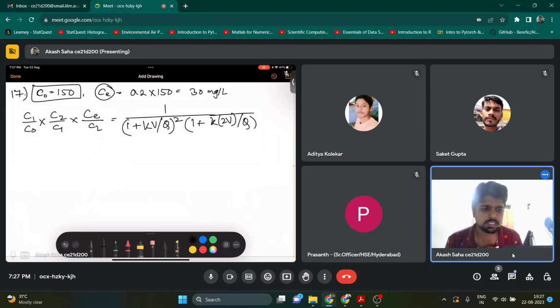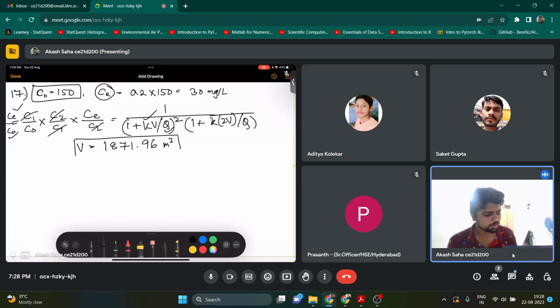So these are the equations. Here C1 will cancel, C2 by C2 will cancel, so it will ultimately be Ce by C naught. We know Ce, we know C naught, we know K, we know Q. So the only remaining thing in this equation will be volume, so we will directly get the volume from this equation. If we substitute all the values, we will get the volume as 1871.96 meter cube. If we solve it by calculator, we will get the volume as 1817.96 meter cube.